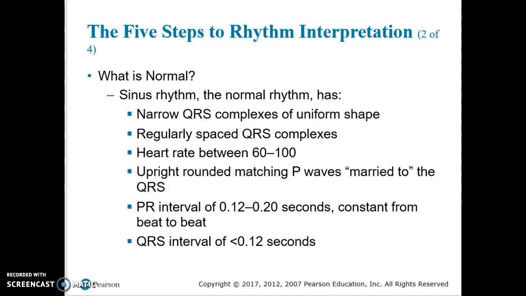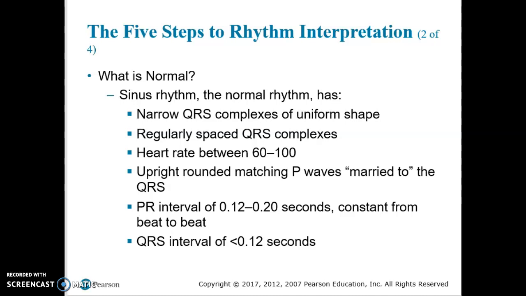This is the criteria for a normal sinus rhythm. Sinus rhythm is the normal rhythm, okay? It has a narrow QRS complex and they're all uniform in shape. They're regularly spaced QRS complexes. The heart rate is between 60 and 100. The P waves are upright and rounded.